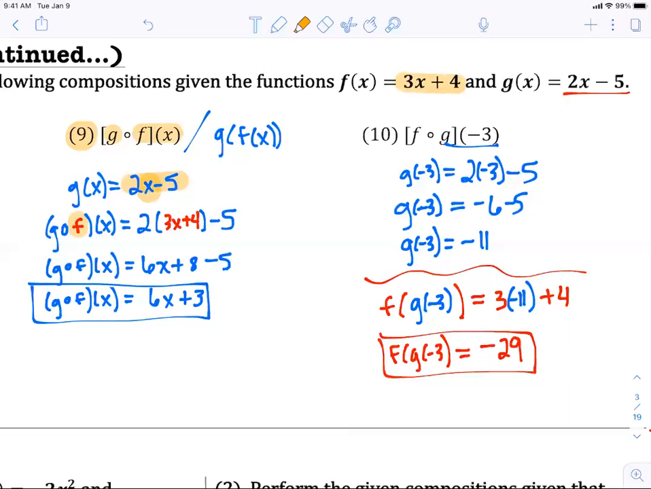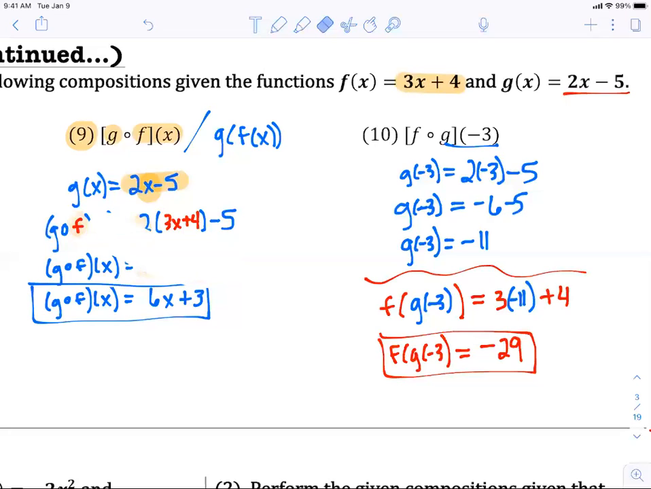So we take 3x plus 4, since that's what f is equal to, and we plug that in for x. Then all I have to do is simplify. I distributed the 2 out in front. That became 6x plus 8 minus 5. And then combine like terms. 8 minus 5 ends up being positive 3. So the final answer of g of f of x is 6x plus 3.